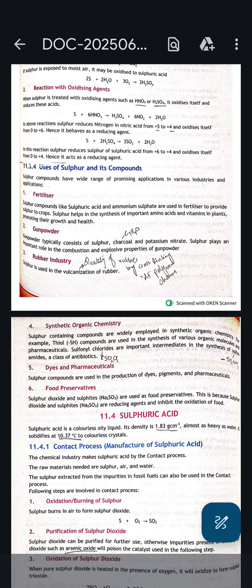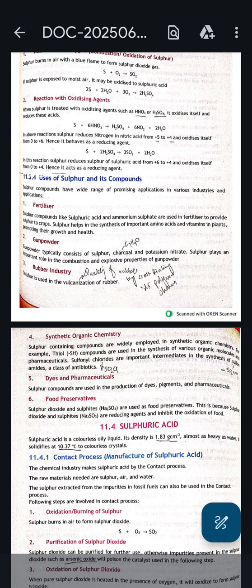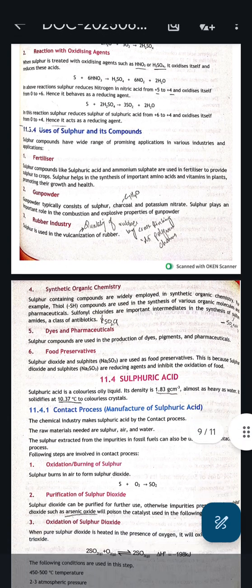There are many uses of sulfur, like it is used as a fertilizer. Ammonium sulfate is a fertilizer and it provides sulfur to the crops, and this is very important for the synthesis of amino acids and vitamins.